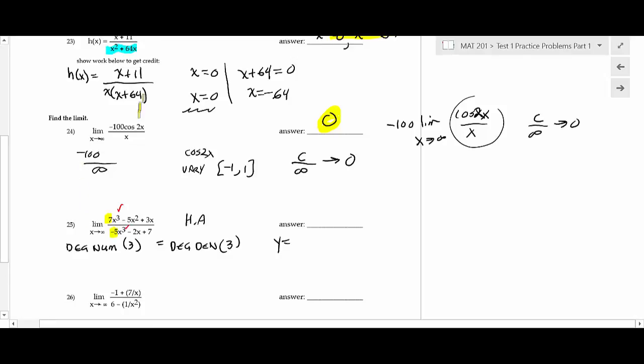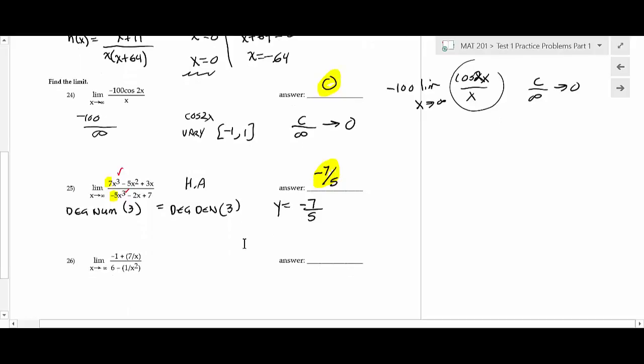So the leading coefficients are 7 and -5, so the horizontal asymptote is going to be at -7/5. We just have a negative answer there. So that means the limit is going to approach the value of that horizontal asymptote, which is -7/5. Very easy problem if you know how the asymptotes behave. So that's what would happen in that particular problem. I'm testing you on the asymptotes, basically.